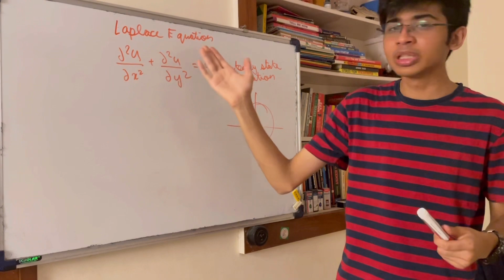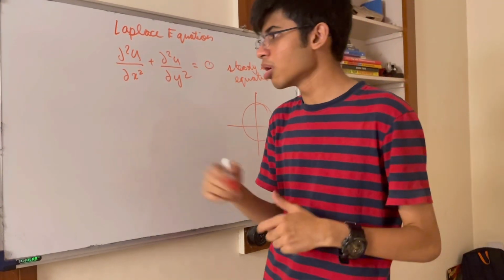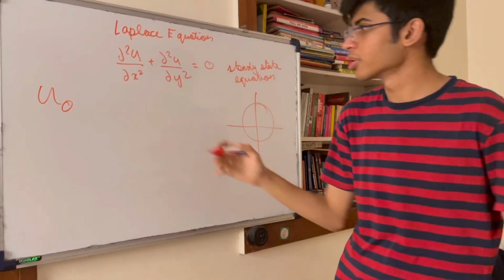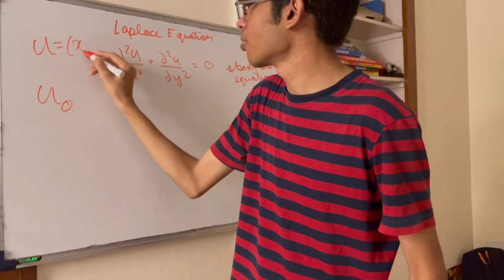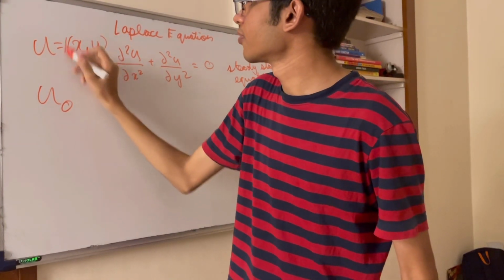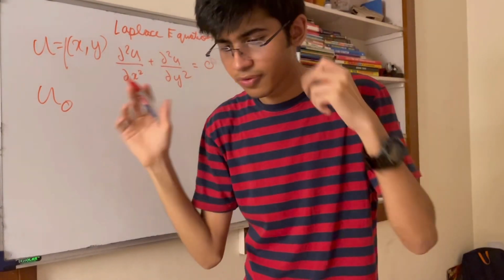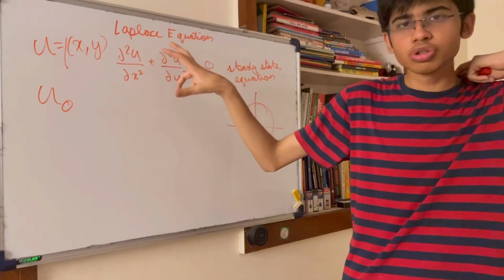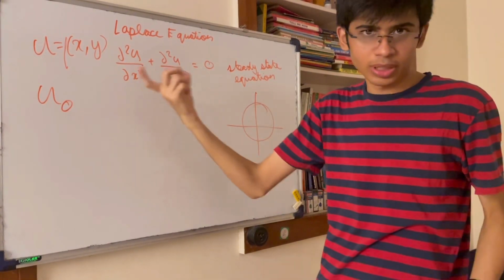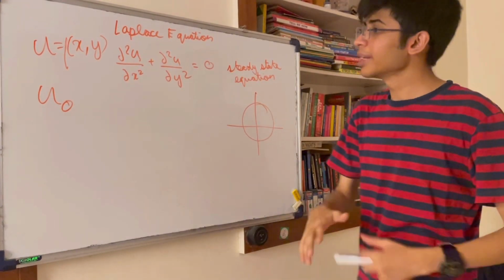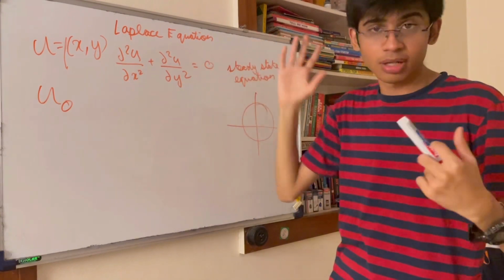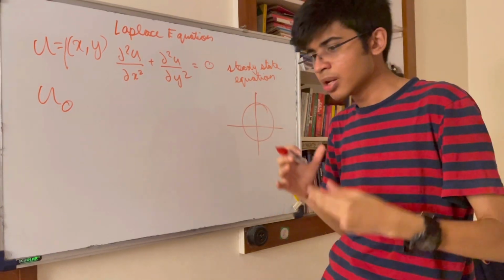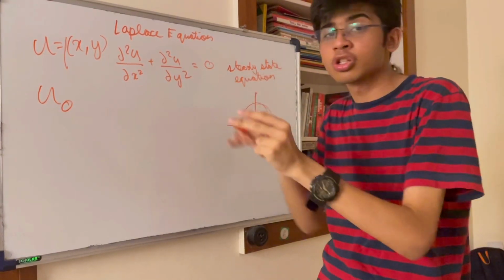Now whenever you're given problems with the Laplace equation, normally there's something called a boundary condition. So let's say u naught is the boundary condition, and let's say u is a function of x comma y. This means that the values of u depend on the inputs we give it, x and y. So let's try to solve this by just guessing some solutions, because the best way is to first come up with an approach and then build a mathematical reasoning as to why those solutions work.